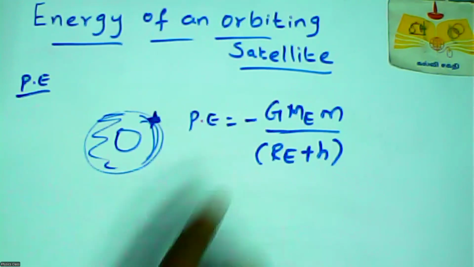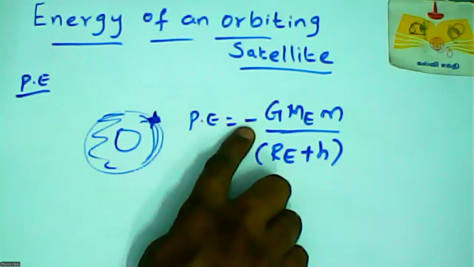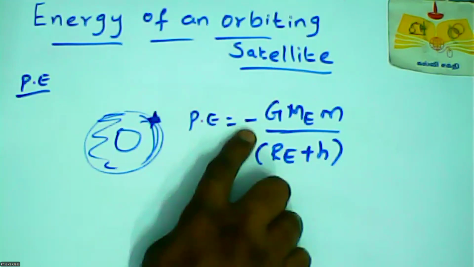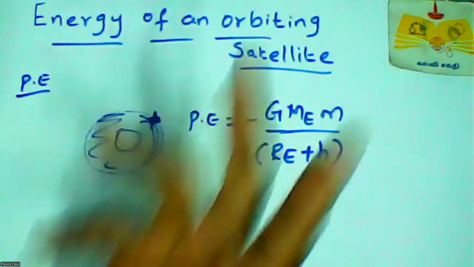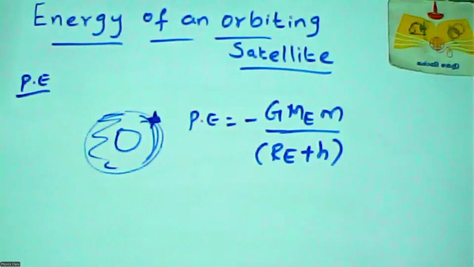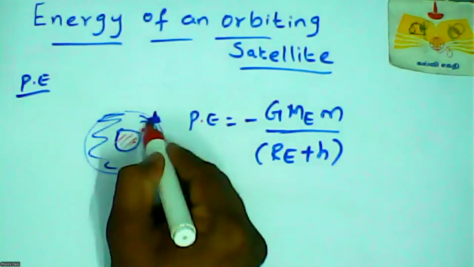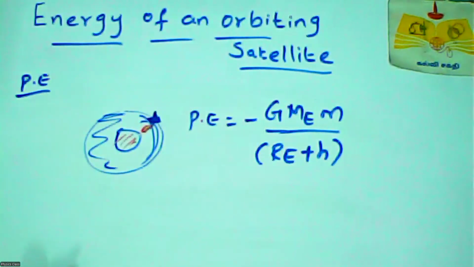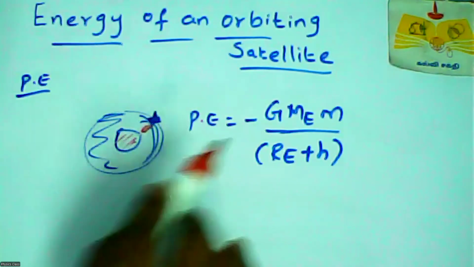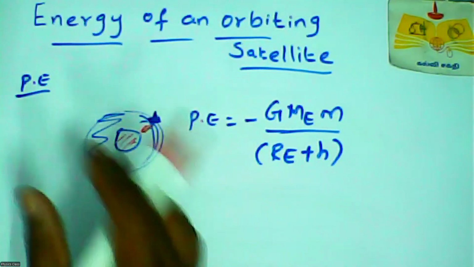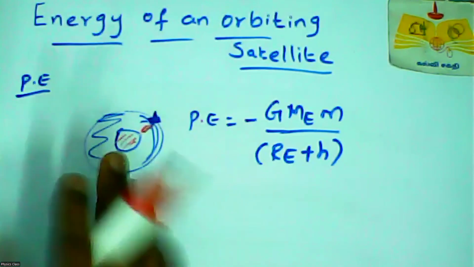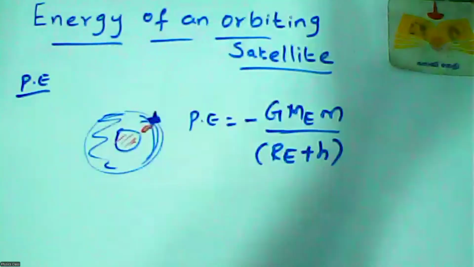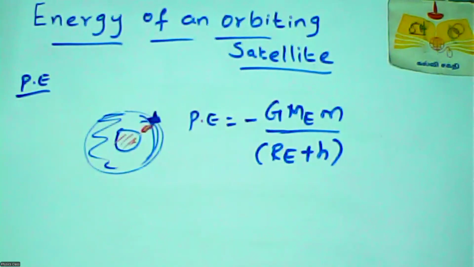Here you can see the negative sign. Remember, the negative sign is there because gravitational force is always attractive. The Earth attracts the satellite towards the center. Already we know that. Potential energy is defined to be zero at infinite separation. Now, total energy.